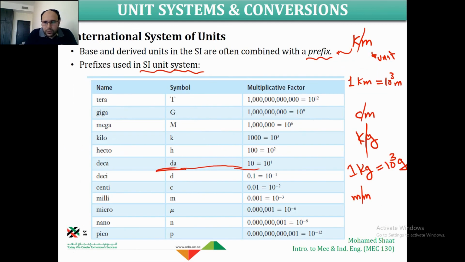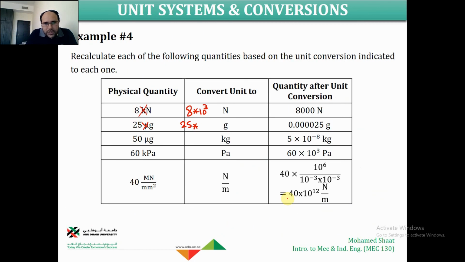How much is the micro? Go back to the table. The micro is equivalent to 10 to the power negative 6. It means that I'm going to multiply 25 times 10 to the power negative 6, which is going to give us 0.000025 grams, or 25 times 10 to the power negative 6 grams. This is how we are converting from micrograms to grams.